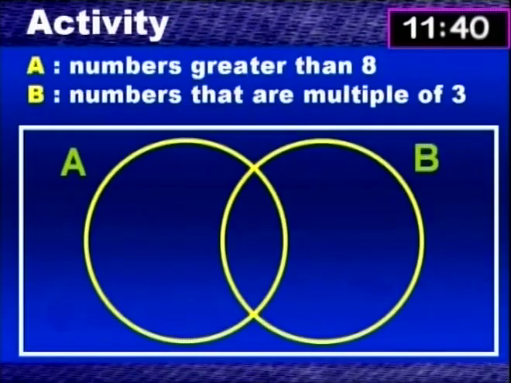Receiving students, draw a diagram like that and represent the subset A, numbers greater than 8, and B, numbers that are multiples of 3. Receiving teacher, you may help the class with the diagram. Get the diagram down on the blackboard and let the students copy the diagram.